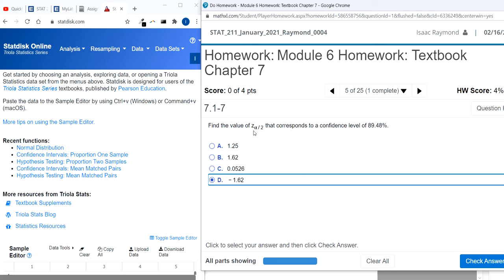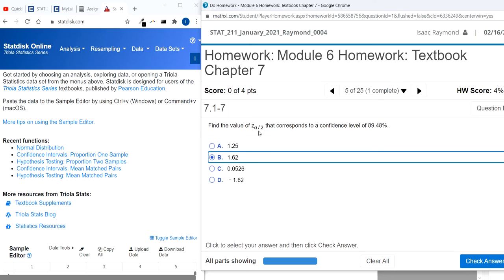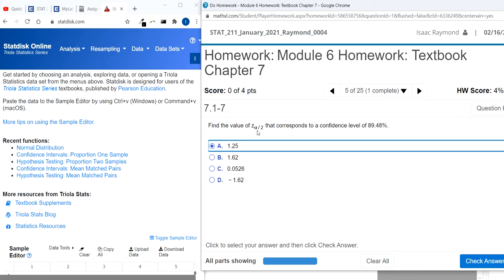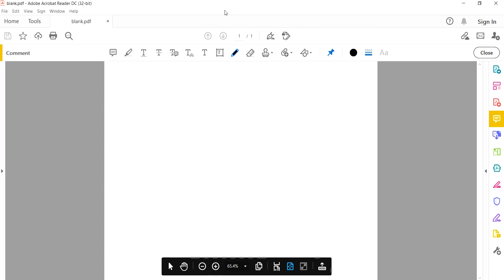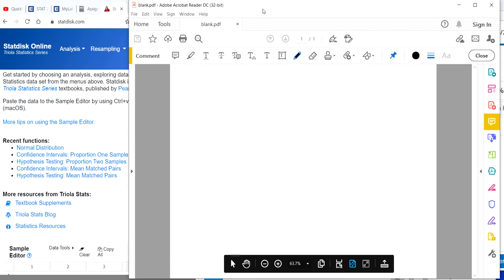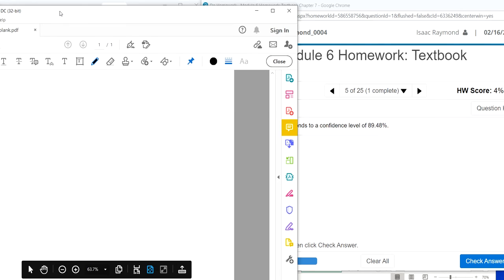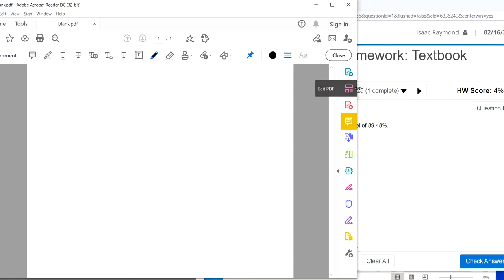So we're asked to find the value of z alpha divided by 2 that corresponds to this confidence level. This part right here, the alpha divided by 2, means that it's a two-tailed confidence interval. So that hasn't happened too much before in the course. What that means is, try to get something I can draw on.